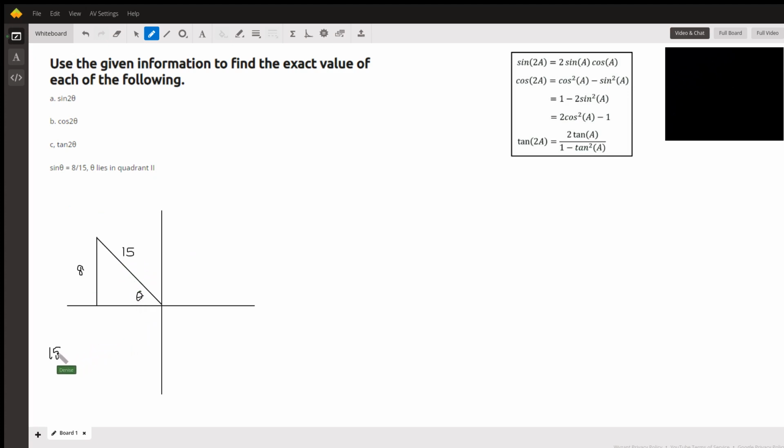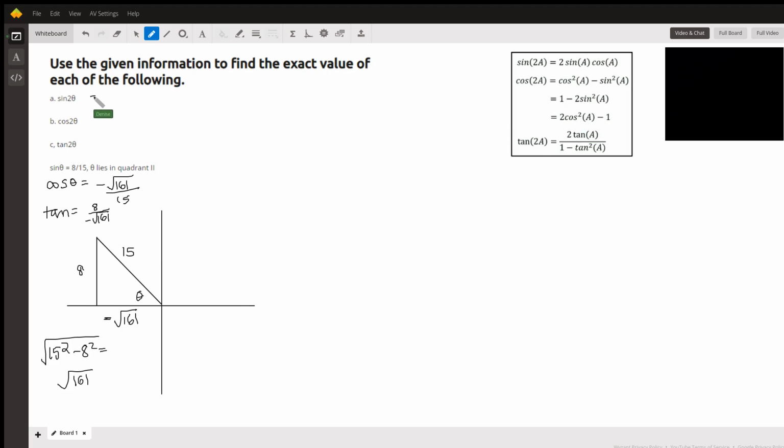Using the Pythagorean theorem, square root of 15 squared minus 8 squared, I can find that this side is radical 161, and it has to be negative because this is the negative x direction. So I can also find cosine is negative radical 161/15, and I can find tangent, opposite over adjacent, 8 over negative radical 161. I need both of those to plug into these formulas.